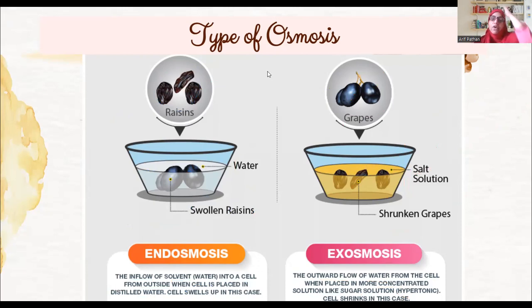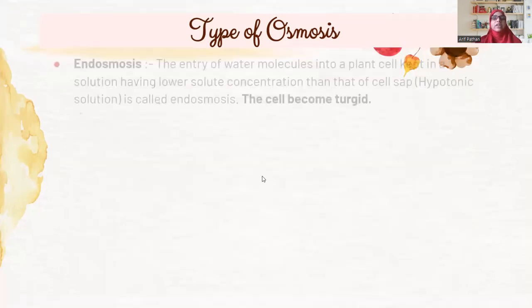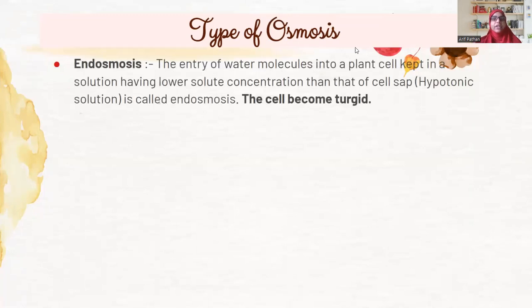Based upon which solution you put it into, whether pure water or a hypertonic solution, you will see the swelling up or the shrinkage of the grapes or the cell. A similar phenomenon happens in absorption also, when the root system is absorbing water. There are certain terminologies that we will see further. So we will define endoosmosis once again.